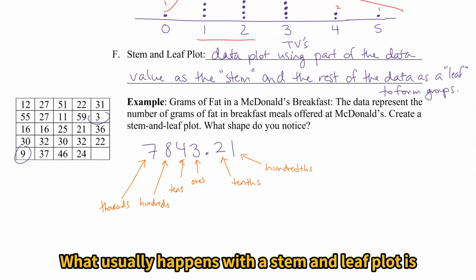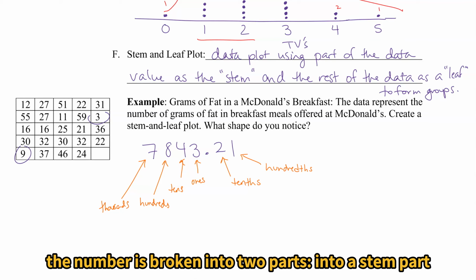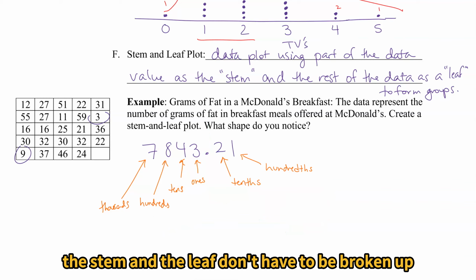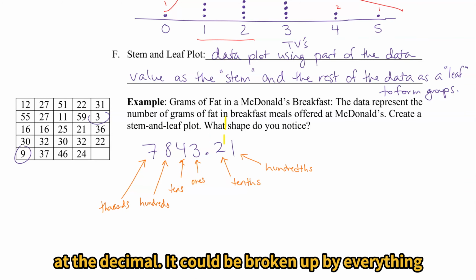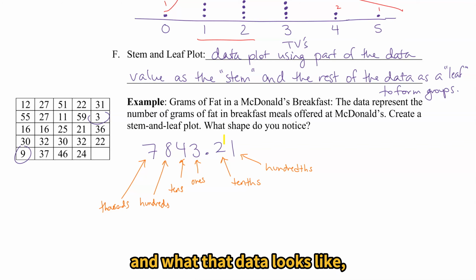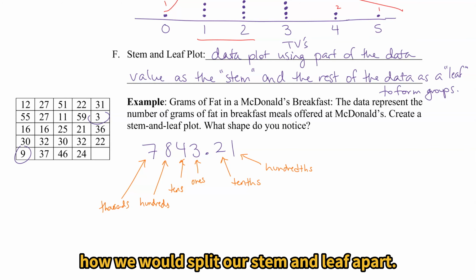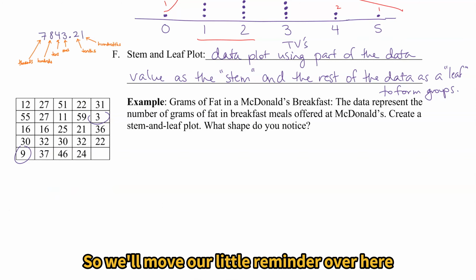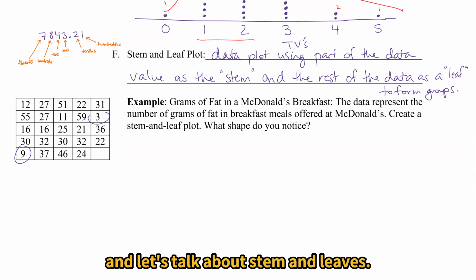What usually happens with a stem and leaf plot is the number is broken into two parts, a stem part and a leaf part. I know that's a little messy, but the stem and the leaf don't have to be broken up at the decimal. It could be broken up by everything but the last digit and then the last digit. It depends on our data set and what that data looks like how we would split our stem and leaves apart. So we'll move our little reminder over here out of the way, and let's talk about stem and leaves.